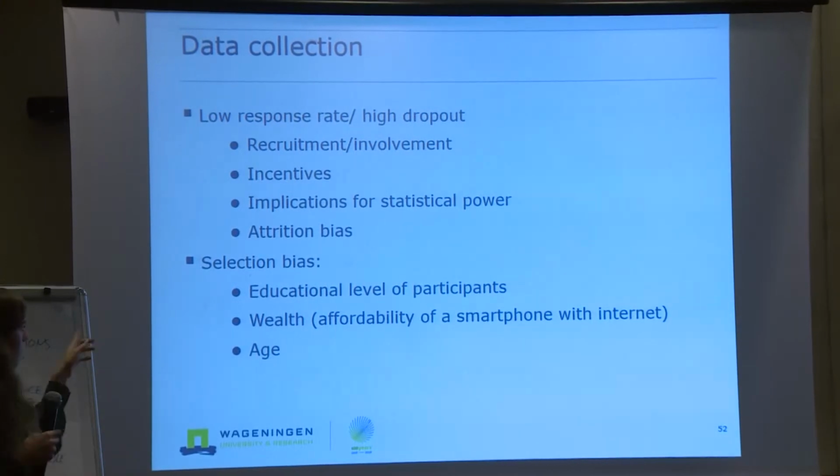Yeah, this latter one was mentioned before, it's the selection bias. We've seen it before. It's the percentage, for example, of the people that own a smartphone. It might be associated with their wealth, but also age and education.